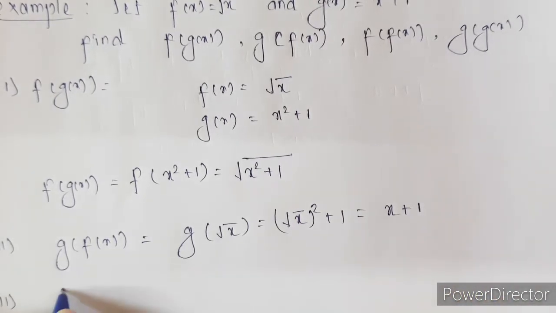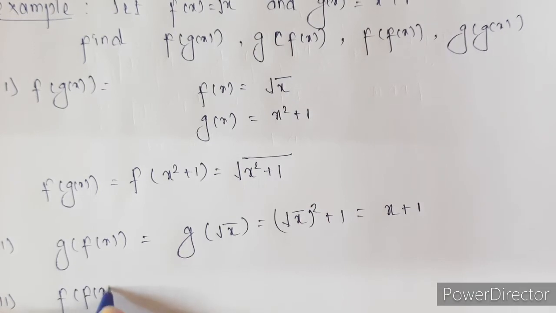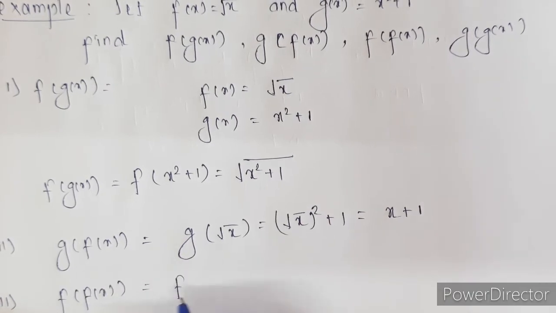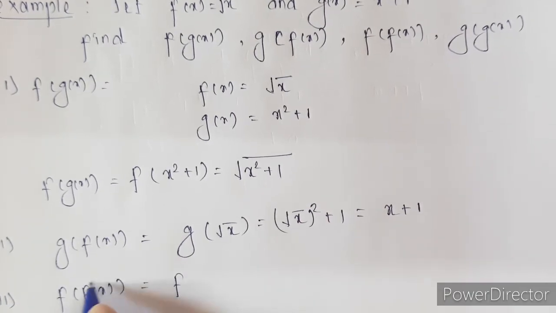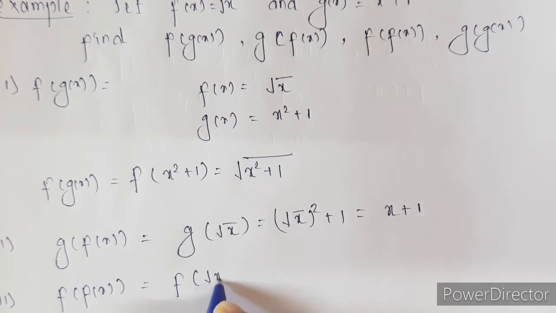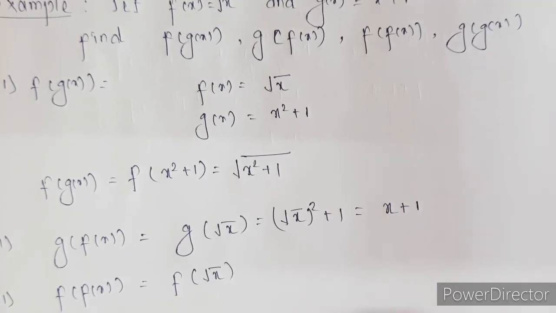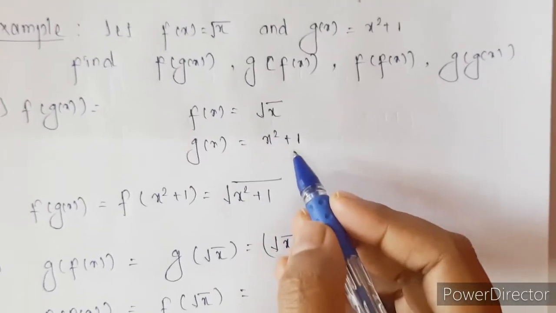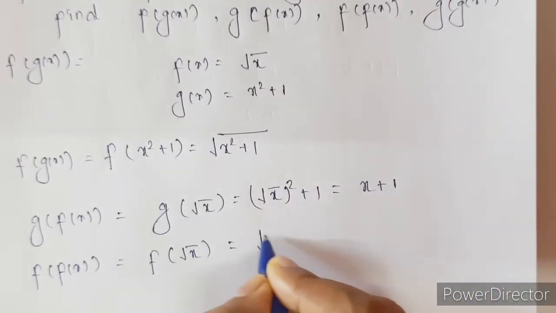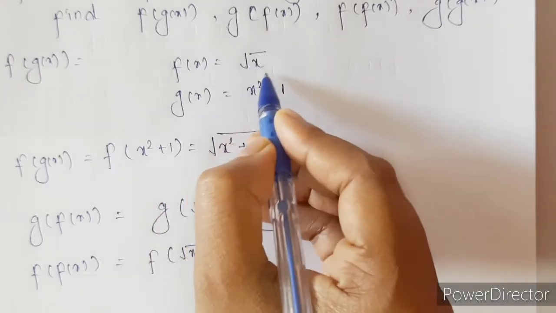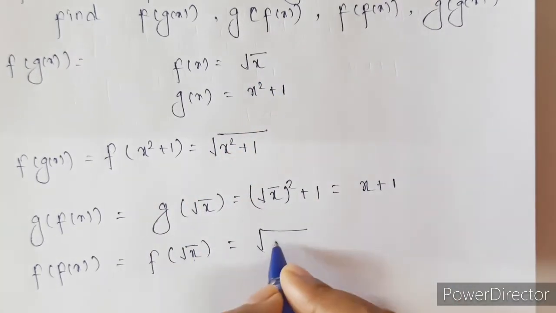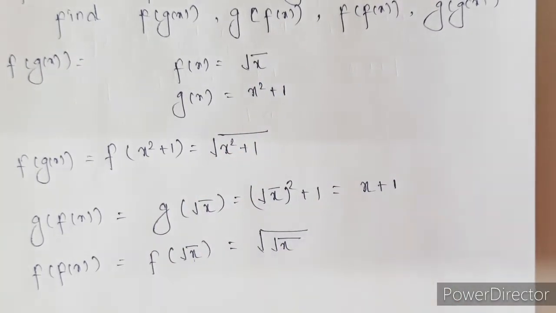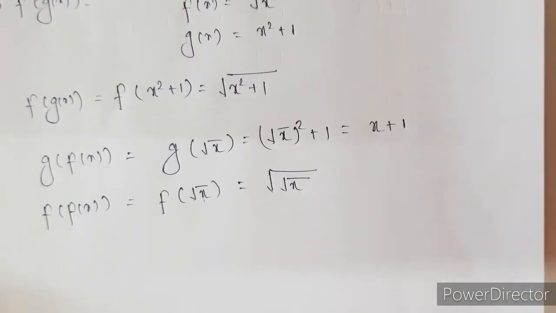Now the third one is f of f of x. So in f of x, we have to substitute root of x, wherever there is x. And what is f of x? It is root of x. So in this, instead of x, we have to replace it by root of x. So it will be root of root of x, right?